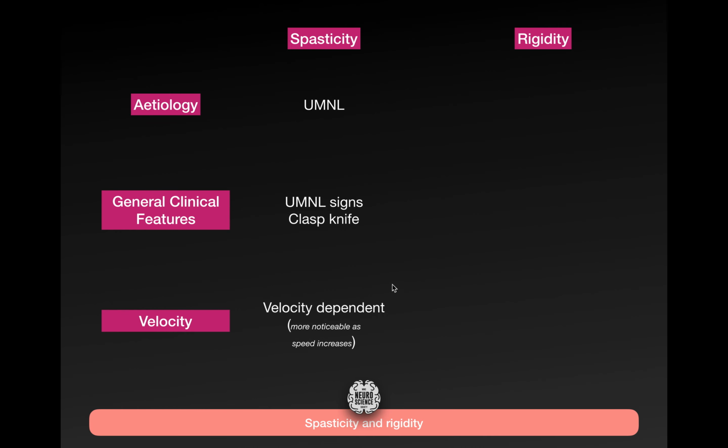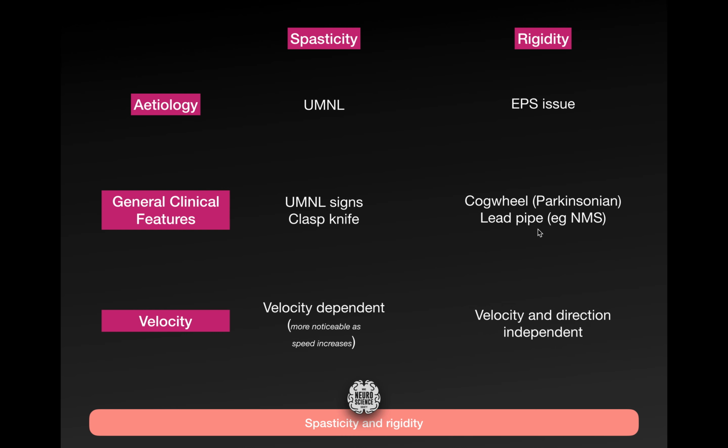It is velocity dependent, so this is more noticeable as speed increases. The more pressure you apply, the quicker you try to do a movement, the more the upper motor neuron spasticity will appear. This is in contrast to rigidity, which is lower motor, which is an extrapyramidal issue. So these are cogwheeling, Parkinsonism, and lead pipe. Lead pipe is actually really important when you see that.